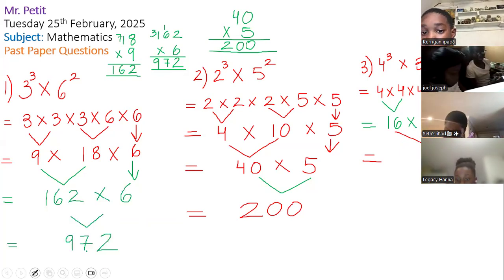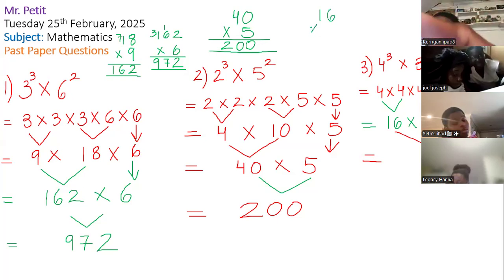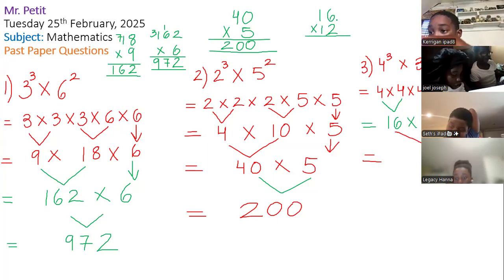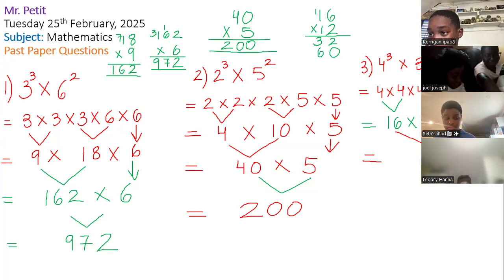When you multiply 16 by 12, what did you get? 192. Who said that? Lincoln. 2 times 6 is 12. Put the 2 down, put the 1 up. 2 times 1 is 2, plus 1 is 3. And the 0 down. 1 times 6 is 6. 1 times 1 is 1. Very good.